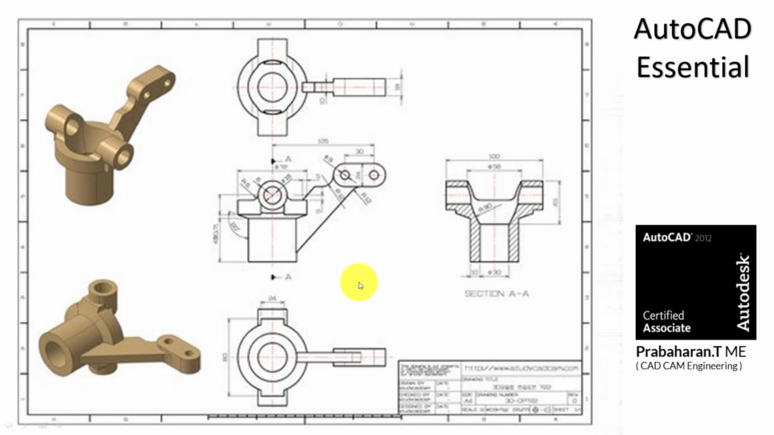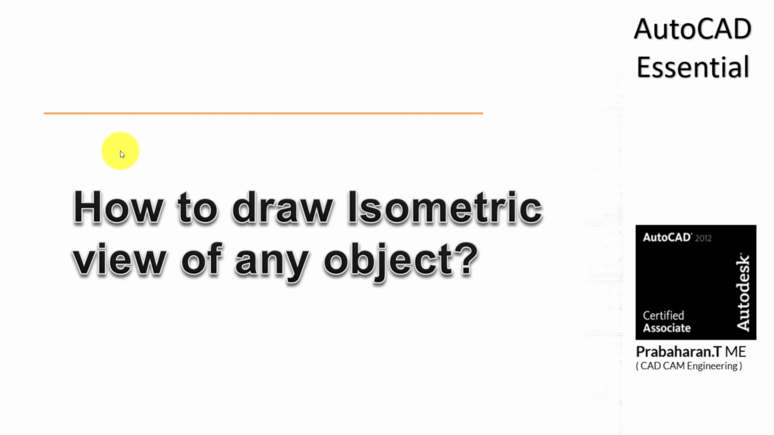So we are following a systematic manner called ISO standards. In orthographic, we will represent all the information. In isometric, we will have limited information to understand easily. Okay, right. So next, how to draw such an isometric drawing.